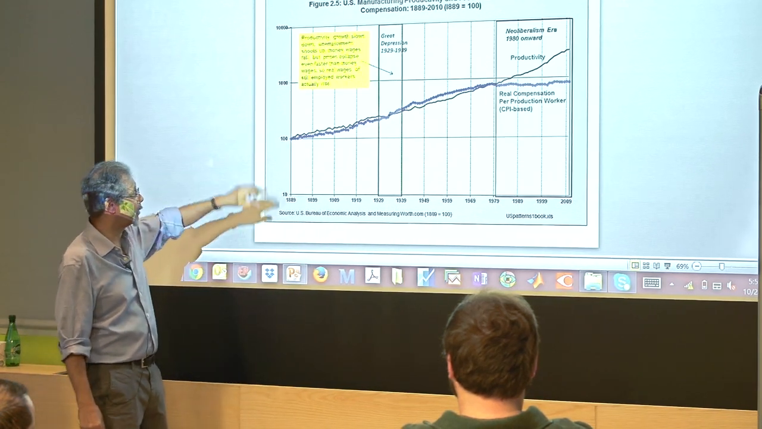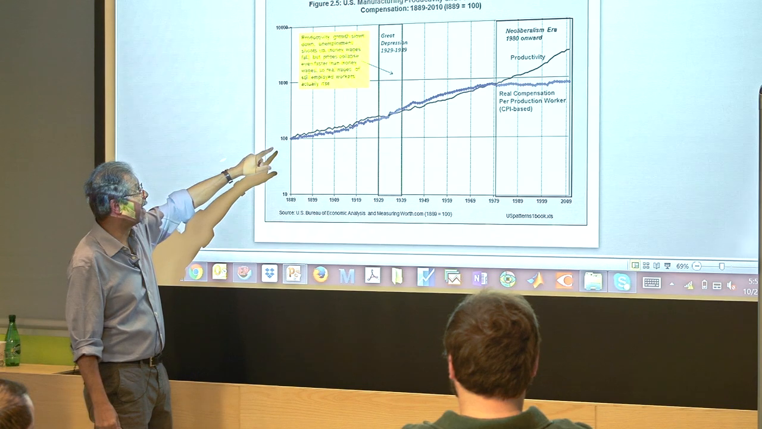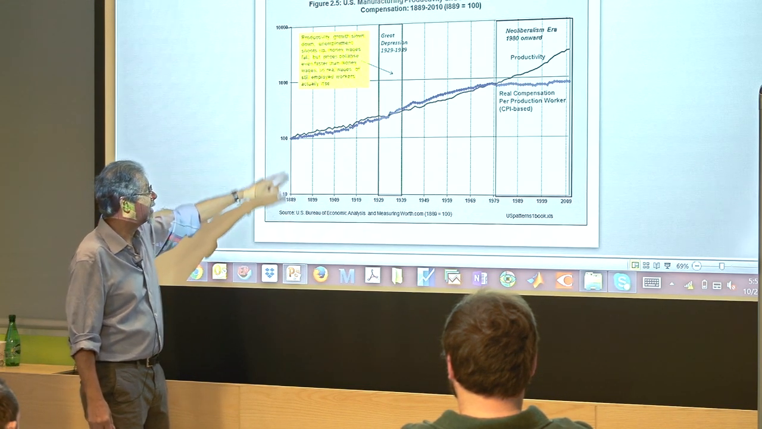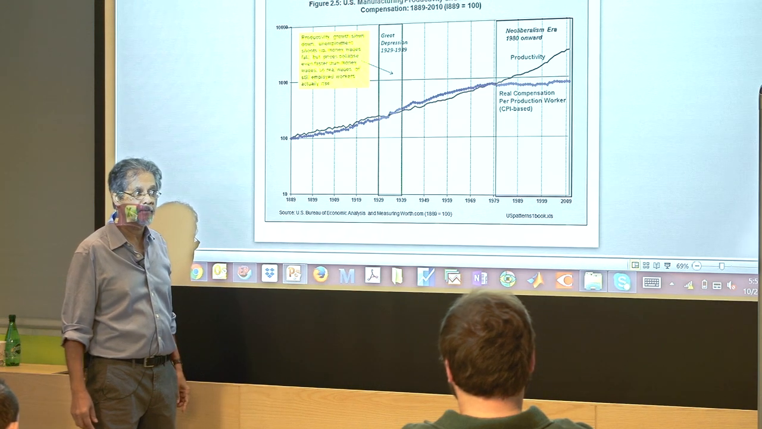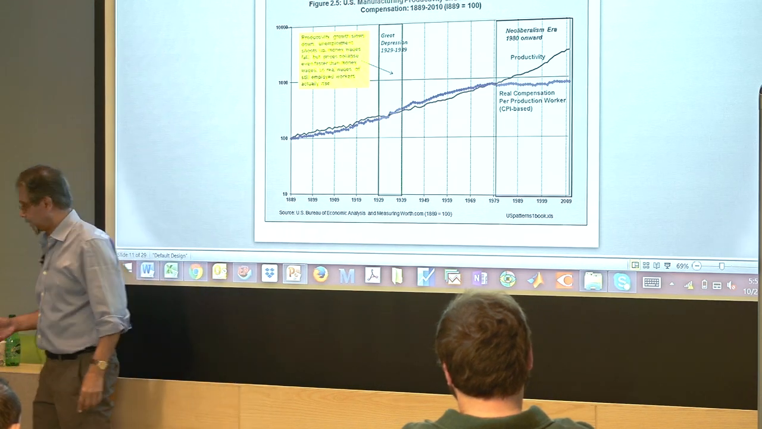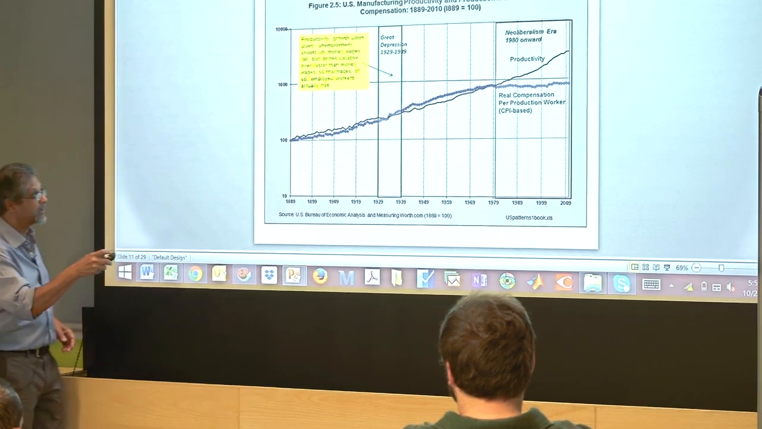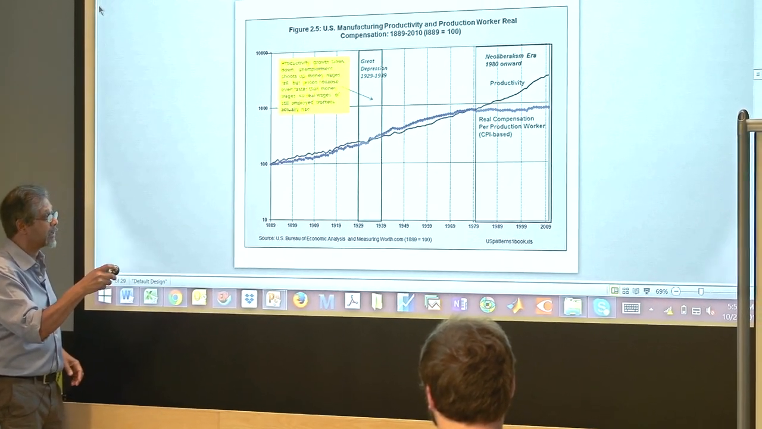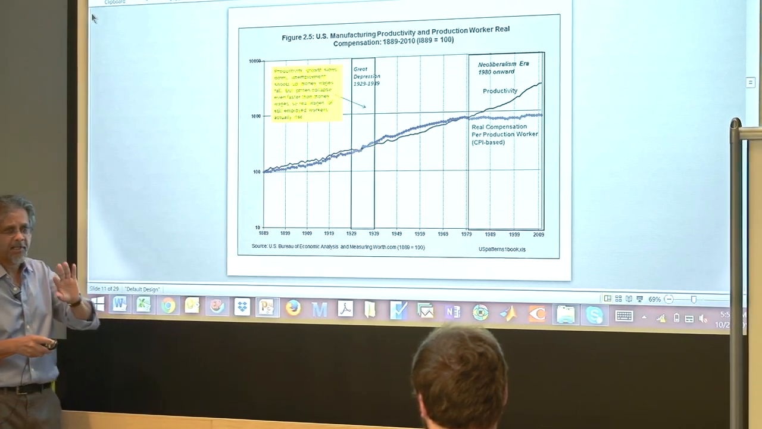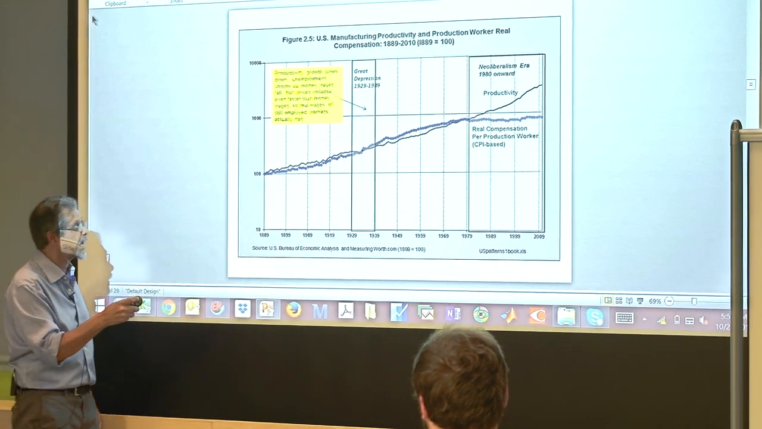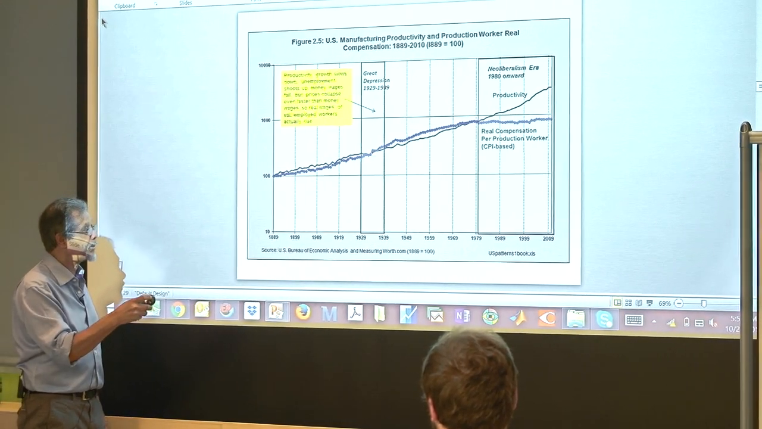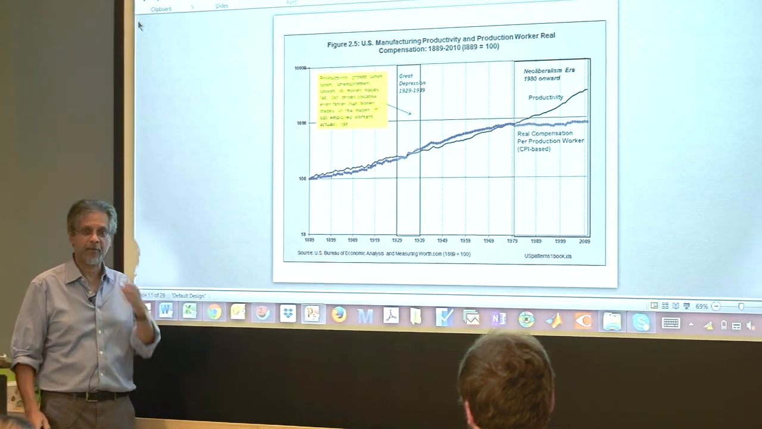Here's another graph, very important. This is the wages of workers, which is the blue line, and productivity. And what you see, I don't know if I have a thing here to push. Does that work? Yeah. What you see here is that wages and productivity rise together. They don't rise at the same rate, I'll come back to that. But they rise together. And then in the Great Depression, wages rise faster than productivity.